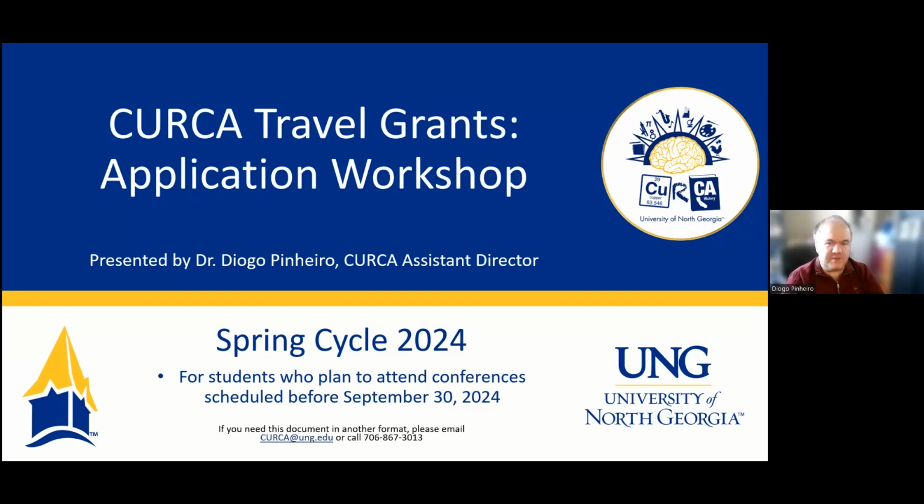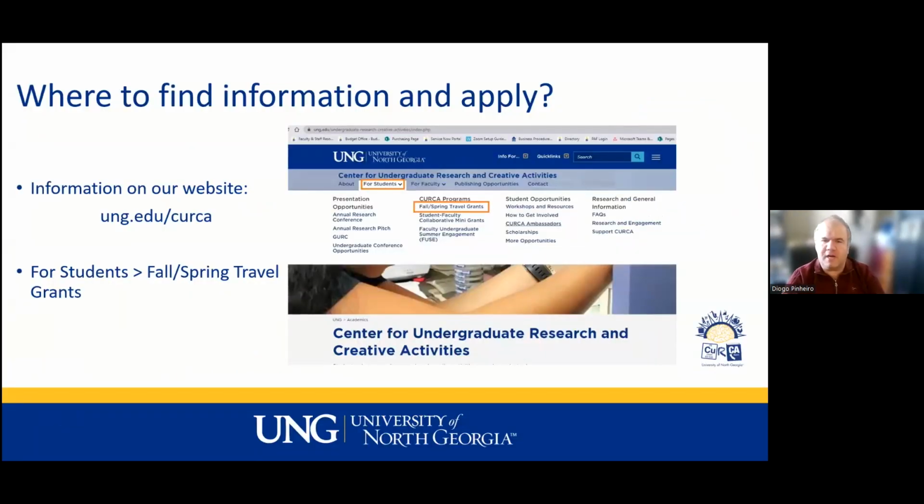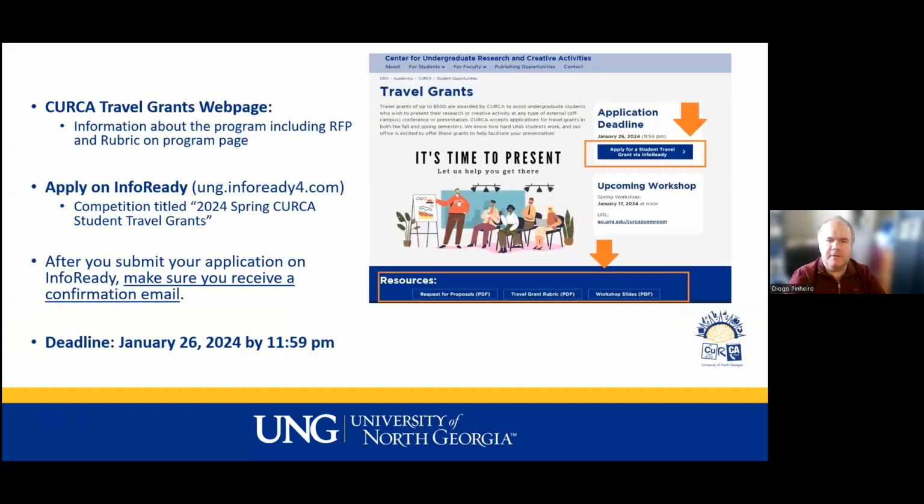So first things first, where can you apply for our student travel grants? If you go to the CURCA webpage, ung.edu/CURCA, you'll see that in the For Students menu, there's going to be the fall/spring travel grants. Once you click on that button, you will see this page here, and there's going to be this button that will say apply on InfoReady. InfoReady is the platform that we use so that students can apply for our programs.